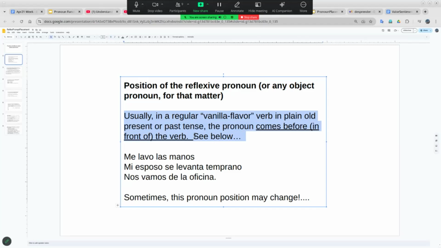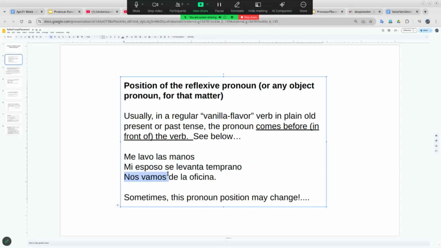Or whether it's present or past, it doesn't matter. The pronoun generally, in most situations, comes before, that means in front of, right in front of the verb. All right. So they'll look like this. Me lavo las manos, right? Mi esposo se levanta temprano.